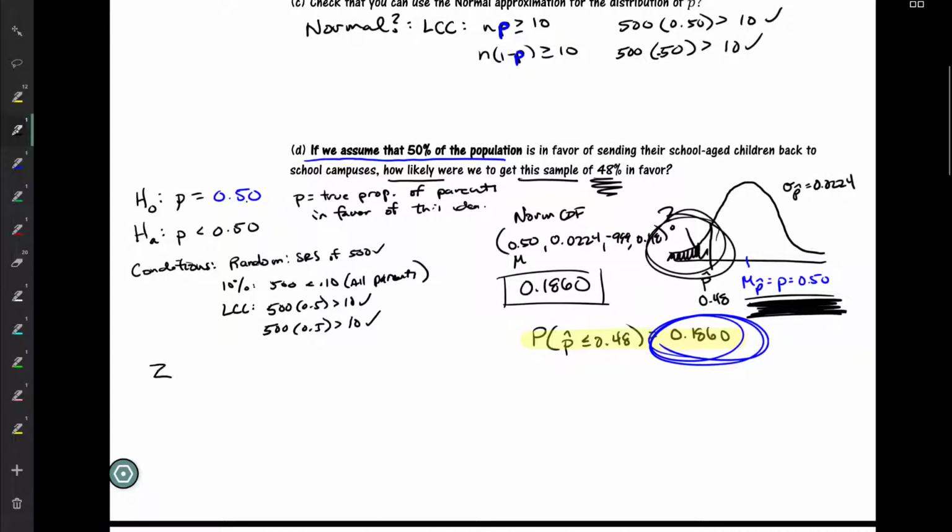So calculating z, I know that that's going to be my p hat minus p naught divided by this square root formula. I've got all the pieces I need. I know what my p hat is. My p hat we had before was 0.48. My p naught, what's supposed to be true, is the assumed value. And we divide that by our square root of 0.5 times 0.5 all over our sample size, 500. And when we go to our decimals calculator, we'll see what we get.